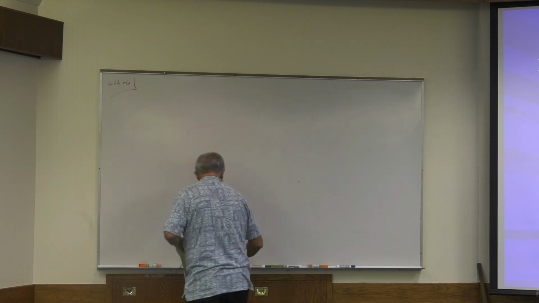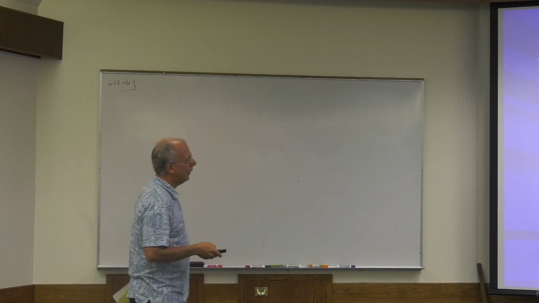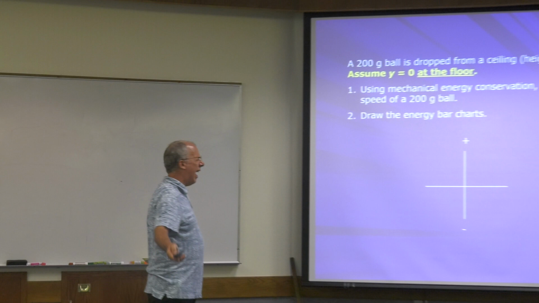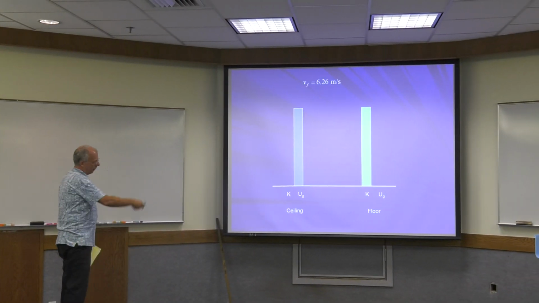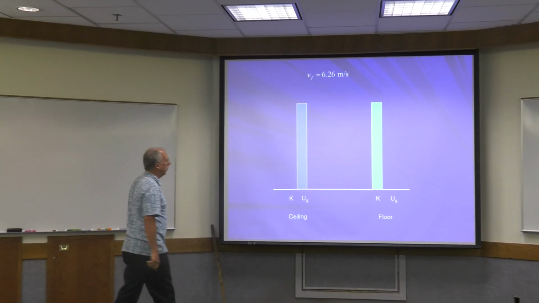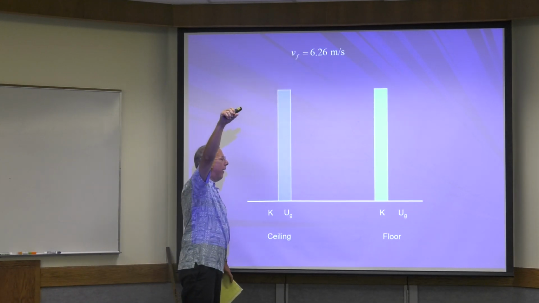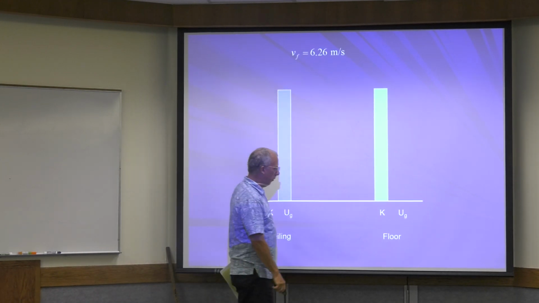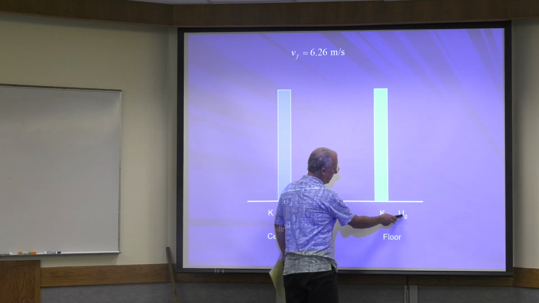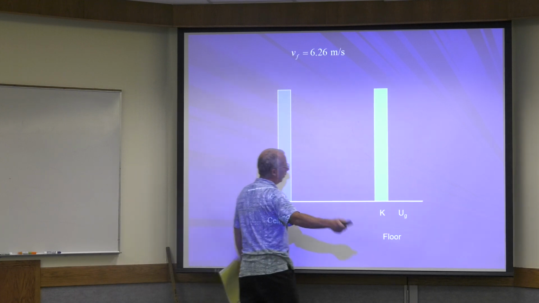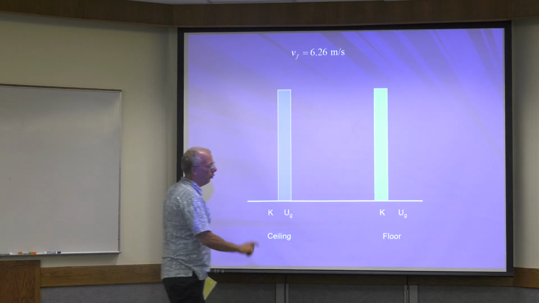All right, now, that was assuming y equals 0 at the floor, which is what we usually do, but we don't have to. Oh yeah, there's the energy bar chart. We started off with all potential energy because we were holding the ball at the ceiling, and we dropped it, and right before it hit the floor, the potential energy was 0, it's all kinetic. So all of that potential energy was transformed into kinetic energy.